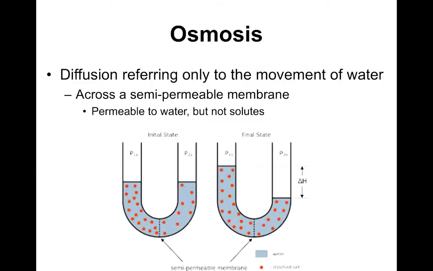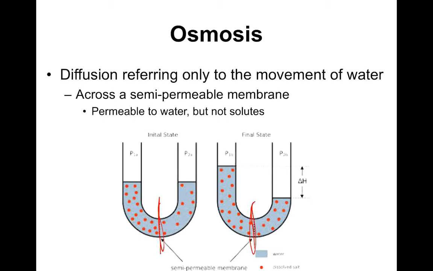Now, osmosis is diffusion referring only to the movement of water molecules, and this is very specific because it's across a semi-permeable membrane. Osmosis never occurs on its own, it's always in reference to a semi-permeable membrane. Now, in this instance, the membrane is only permeable to water and not to solutes.